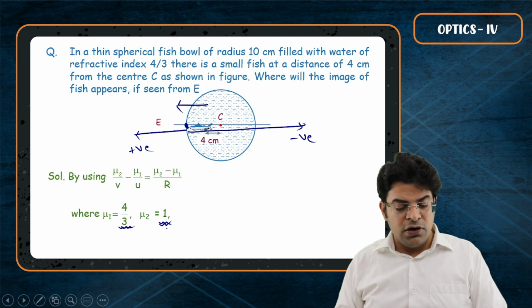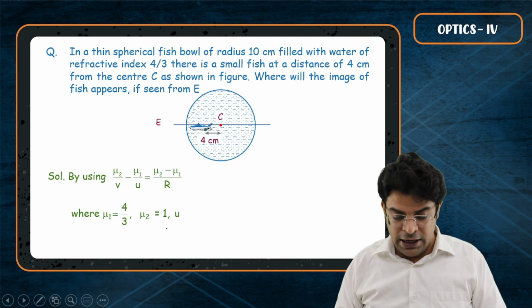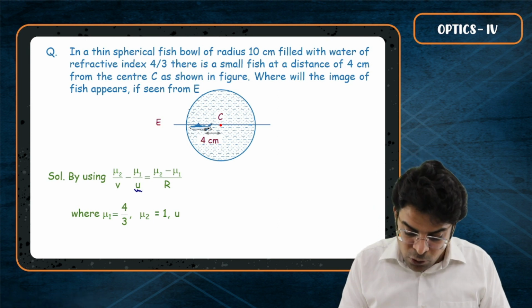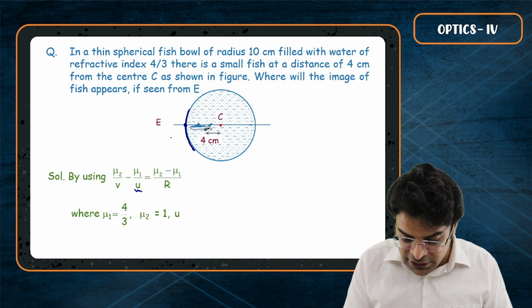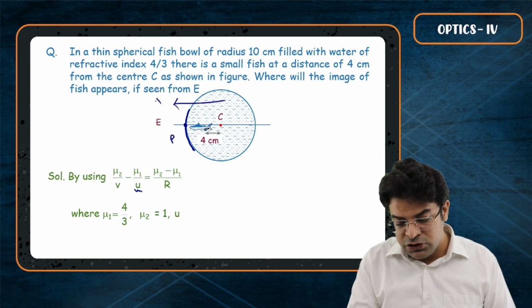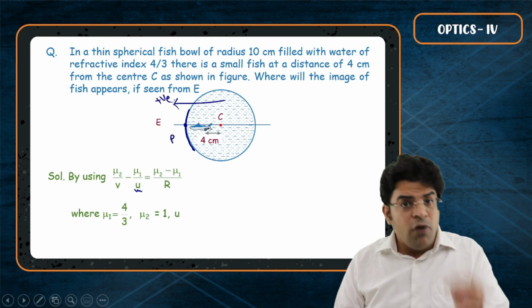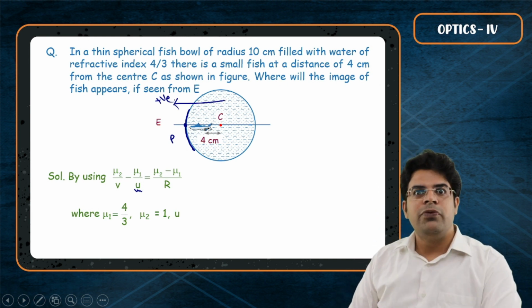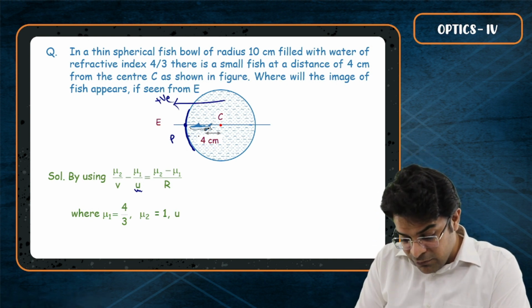Next question is, what will you substitute the value of u as? The position of object with respect to the pole of the refracting surface. So you will say that here is pole. I have to take the direction of motion of incident ray as positive. This will be positive. What is u? The position of object with respect to pole. Now this direction is negative.